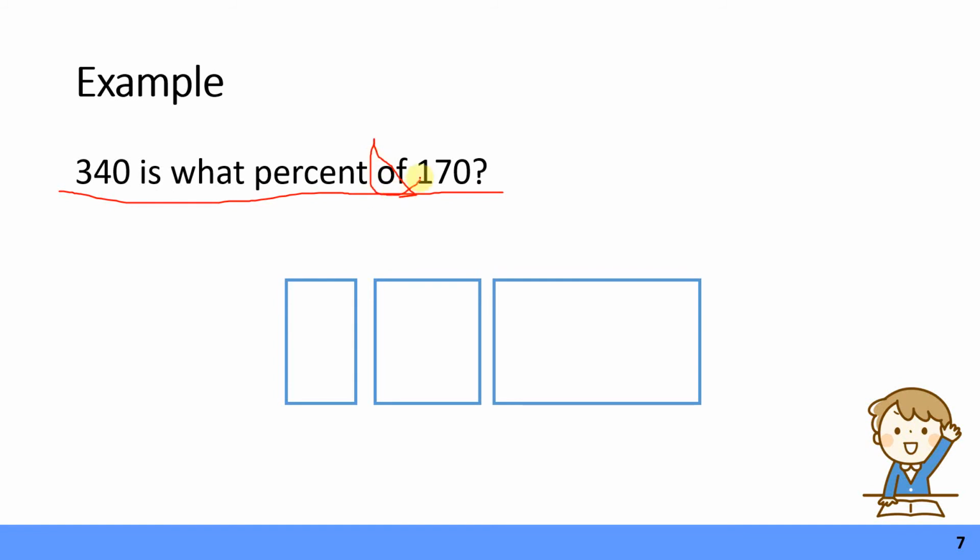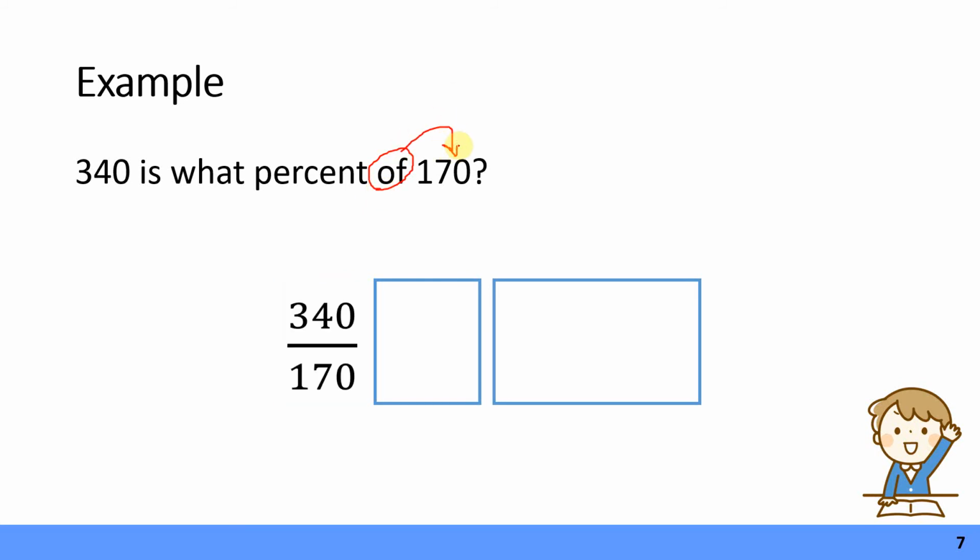Again, ding, ding, ding. That was supposed to be a circle. Okay, epic failure. Let's try that again. There we go. It's better. So the word of tells you what goes where. So of 170, that means the 170 goes in the denominator. So my fraction is 340 over 170.